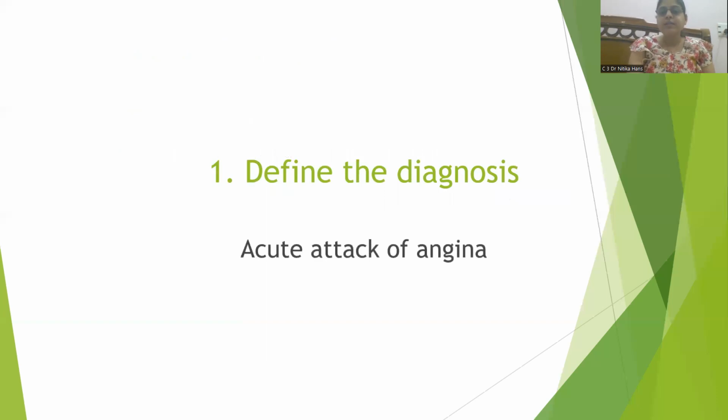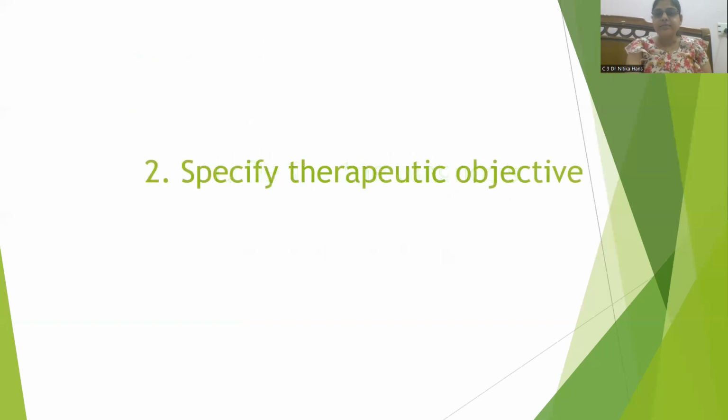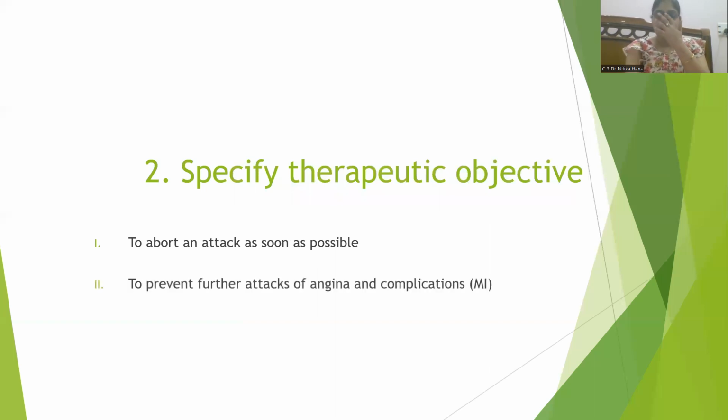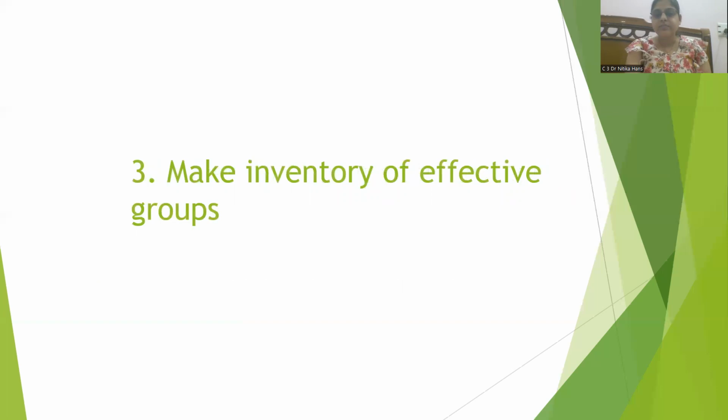Now, how do we define the diagnosis? It is the acute attack of angina. There is strangling chest pain in the patient, radiating towards the medial aspect of the arm. So the diagnosis is acute attack of angina. Next, specify the therapeutic objective, which is to abort an attack as soon as possible. That means we have to stop the attack as soon as possible, and prevent further attacks of angina and complications like myocardial infarction.